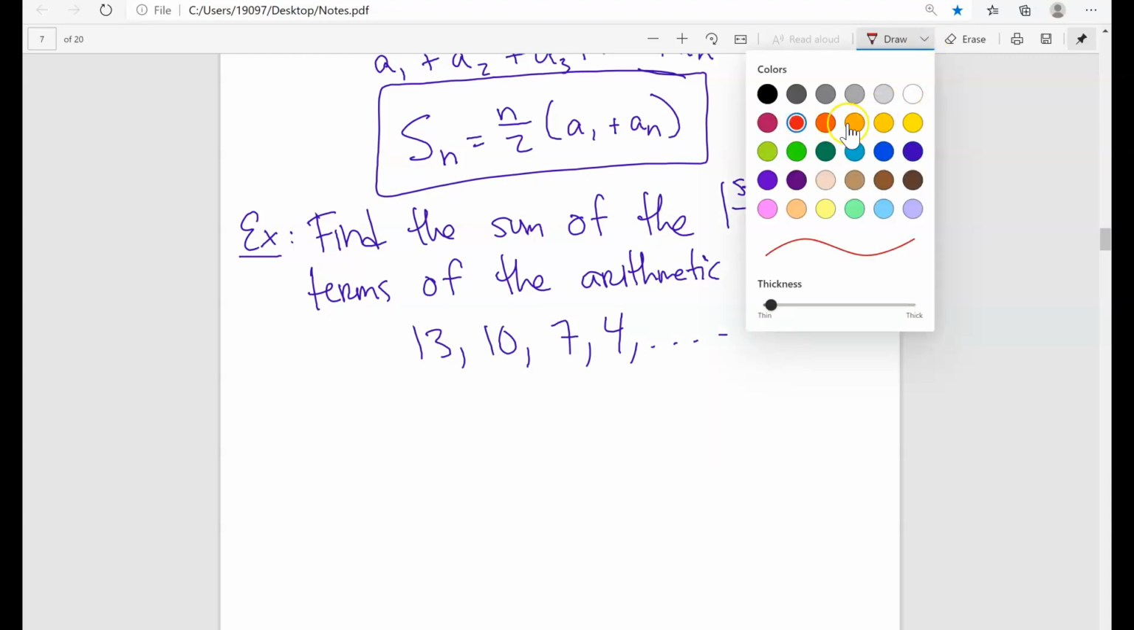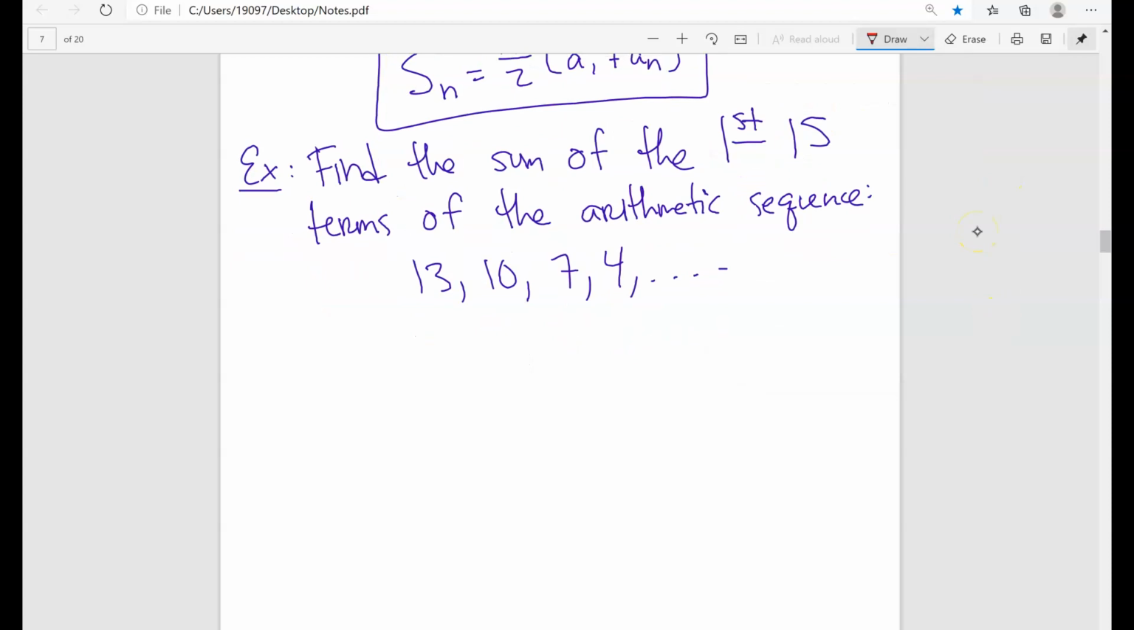Well, we need to figure out a couple things. So the first thing is that we want to find the first 15 terms. Okay, so instead of adding all 15, what we're going to do is we're going to use this formula. Okay, so this is hopefully going to be a little faster. So in this case, n is going to be equal to 15 because we're going to add 15 terms. Do we know what a1 is? Yeah, we know what the a1 is. a1 is going to be equal to 13. Do we know an? Well, an is going to be a15. That I still don't know what that is. So let's figure that out.